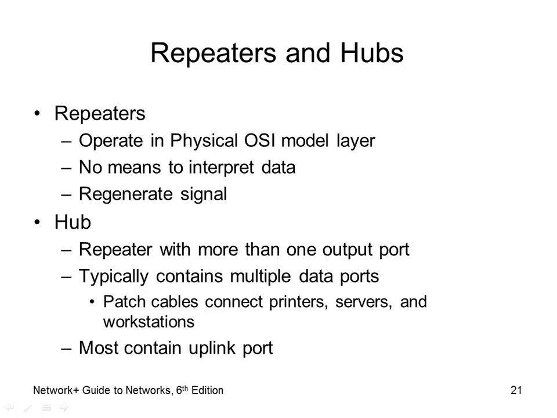All right, so a repeater operates in the physical layer of the OSI, and it has no way to interpret data. All a repeater does is repeat a signal. It just reads it in, ups the signal, and sends it back out. A hub is simply a repeater with more than one port. They typically have lots of ports on them, and most contain an uplink port. The uplink port is the one port you would connect to another switch or hub, so that if you needed more than that number of computers in a room, you could add more hubs. Hubs generally are not going to be seen in modern networks.